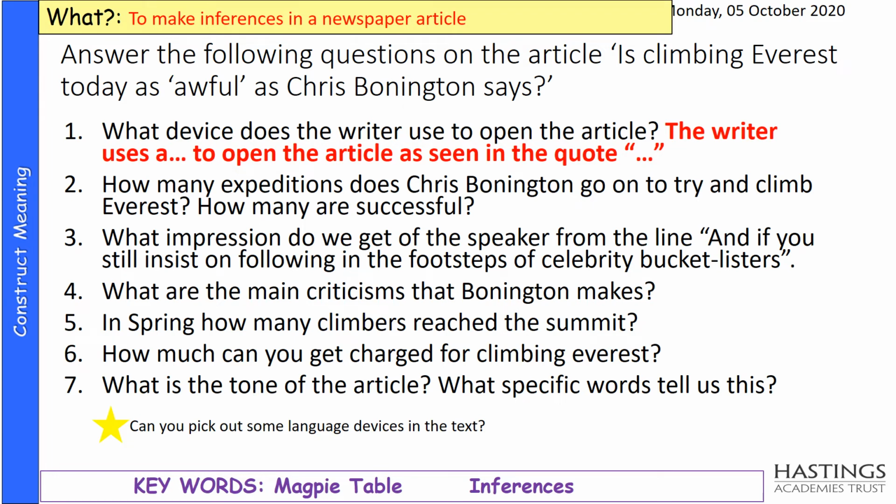Number 7. What is the tone of the article? What specific words tell us this? And then your challenge there is, can you pick out some language devices in the text? So beyond that first opening line, can you find any other language devices that the writer uses? So pause the video now to give yourself a chance to do that, and then come back when you are finished, please.